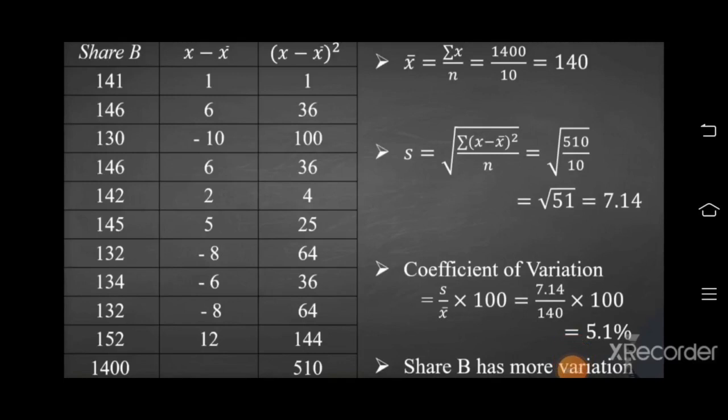the coefficient of variation of the price of share A is 0.83% and that of the price of share B is 5.1%. Hence the relative measure of variation is more in the price of share B, 5.1%, whereas in share A it was 0.83%. So it is more stable in the price of share A.